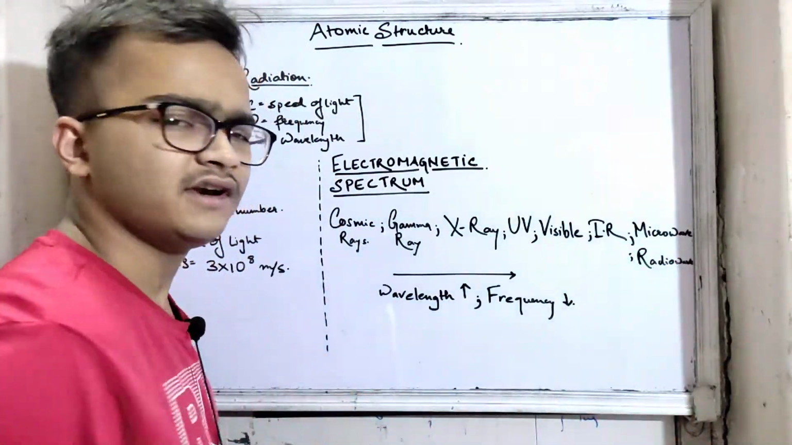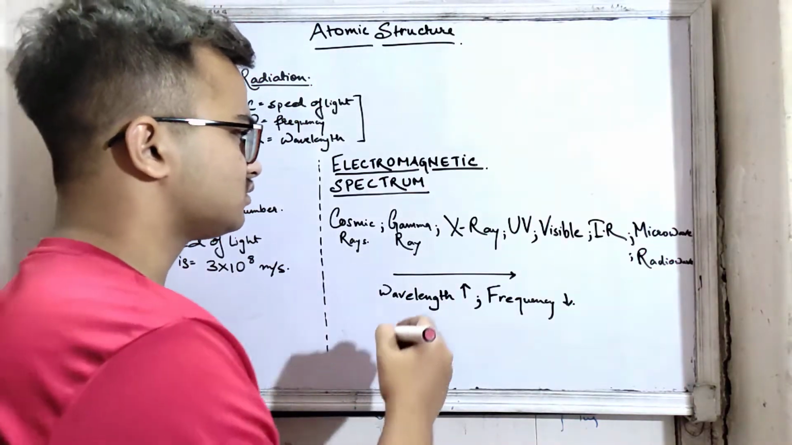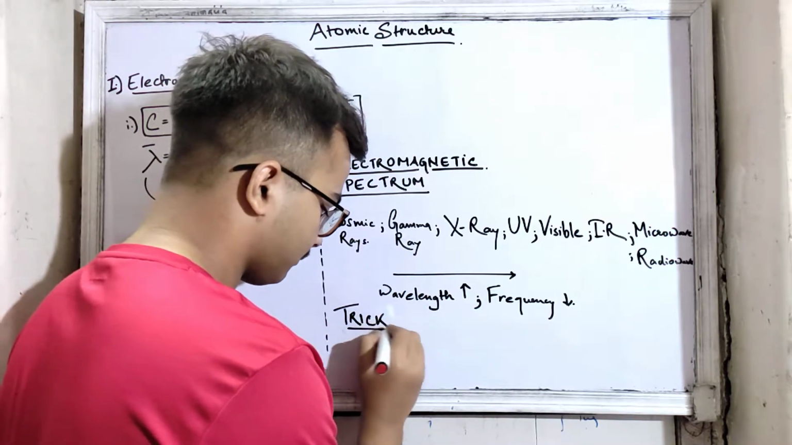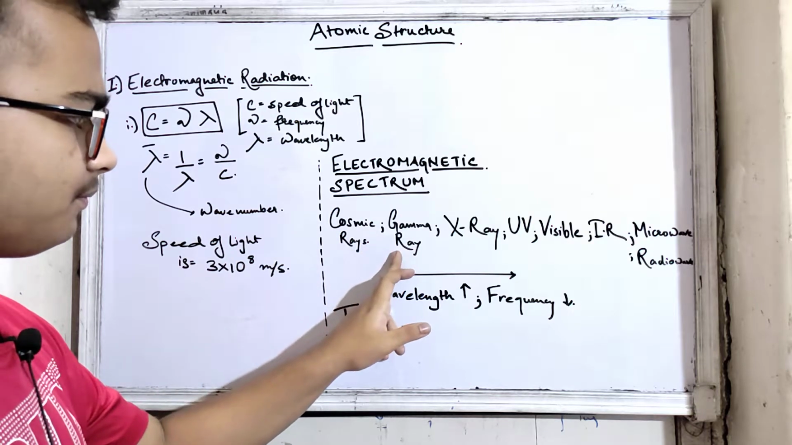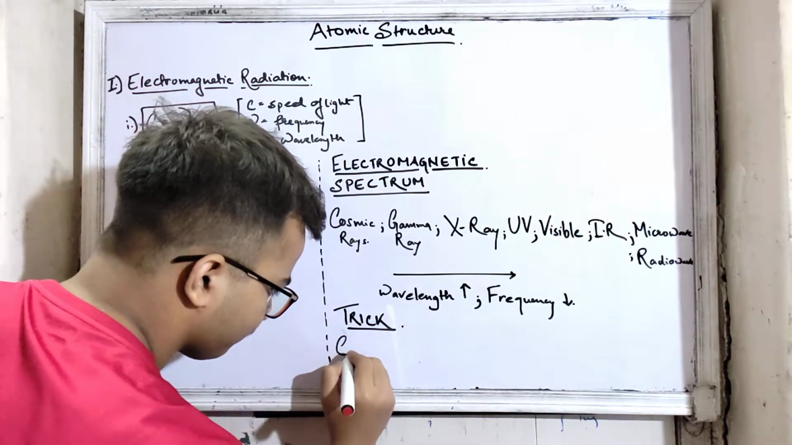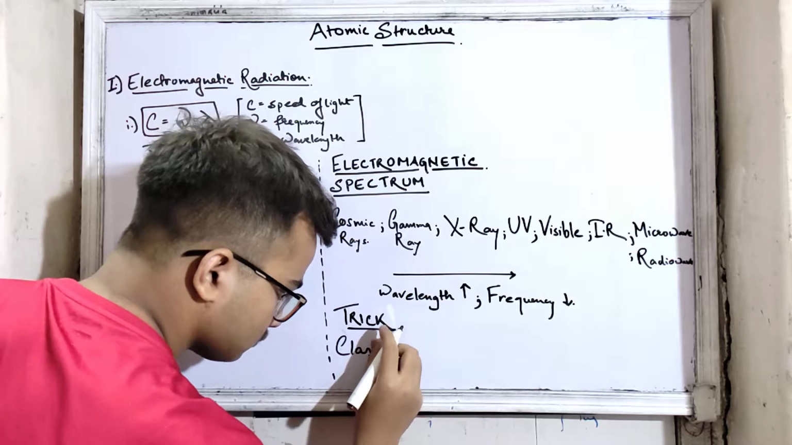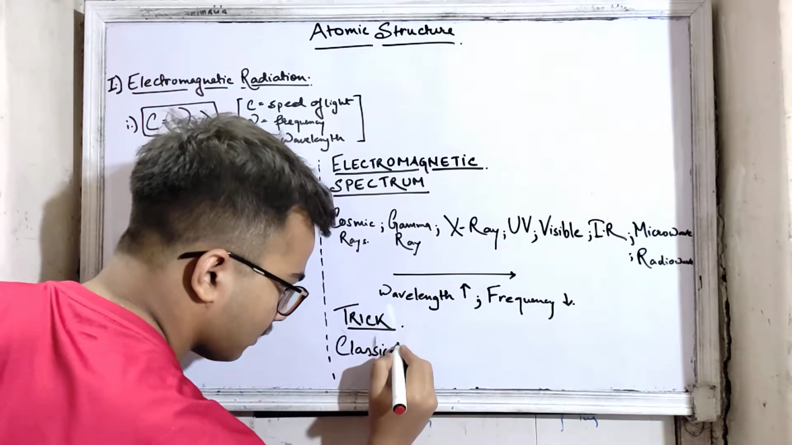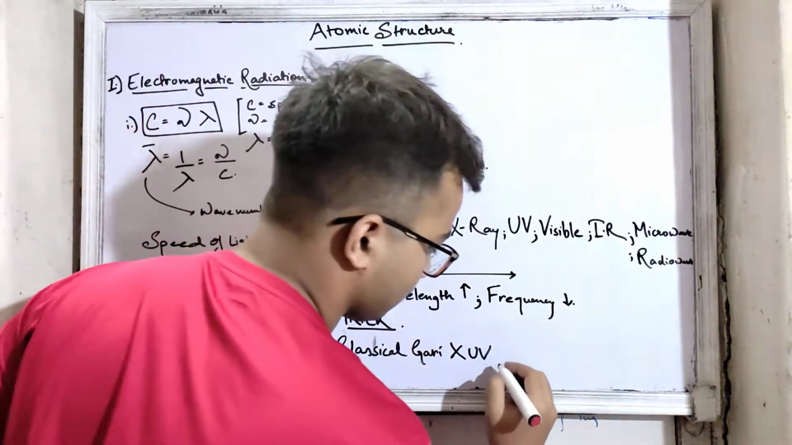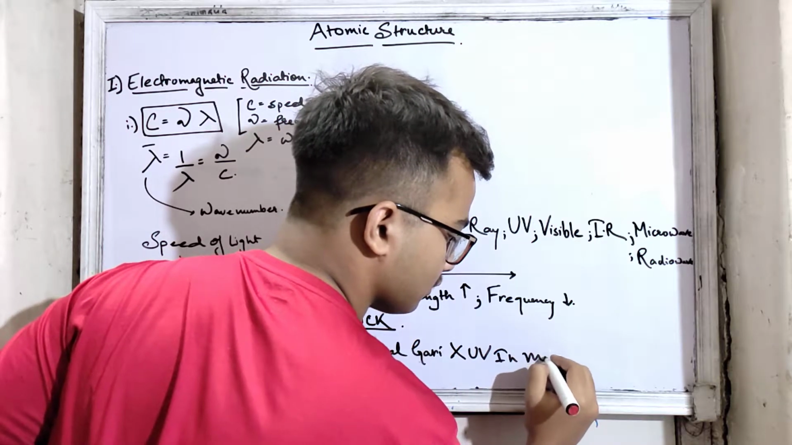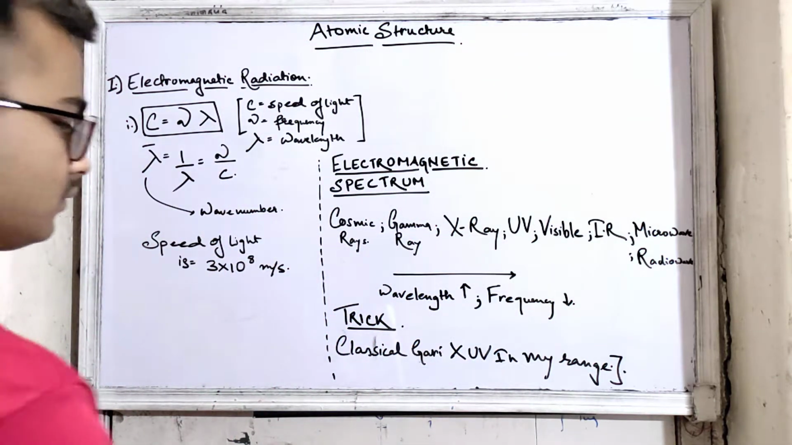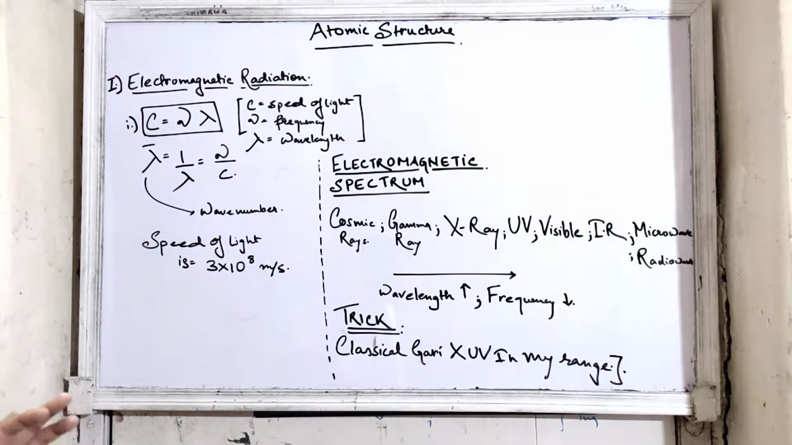Now this series is very difficult to remember. I give you a trick which you can follow. I am writing a mnemonic over here. You can say: classical Gari XUV in my range. So this is the trick for remembering the electromagnetic spectrum.